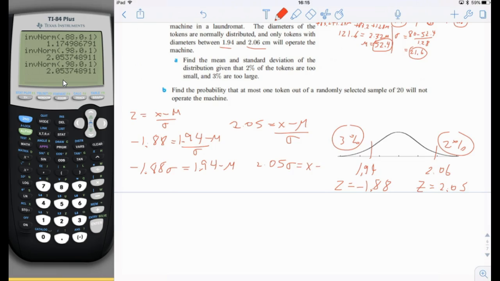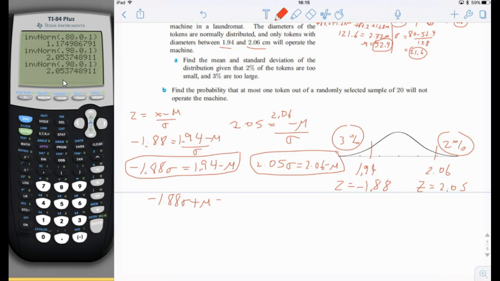Oh, I'm sorry, this x here is not x, it's going to be 2.06, right? So this is going to be 2.06 minus mu. Okay, so we got this equation and we got this equation. Now what we need to do is put the mu on the other side. So we're going to have negative 1.88 sigma plus mu equals 1.94. And the other equation is going to be positive 2.05 sigma plus mu equals 2.06.